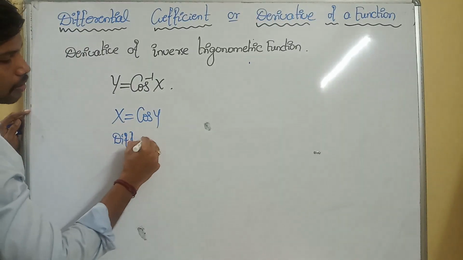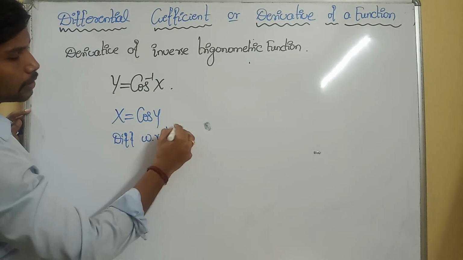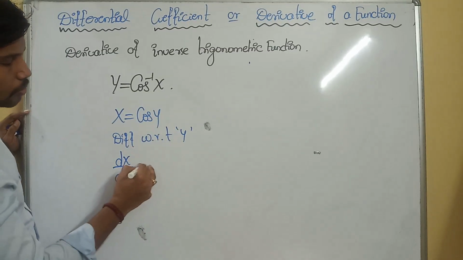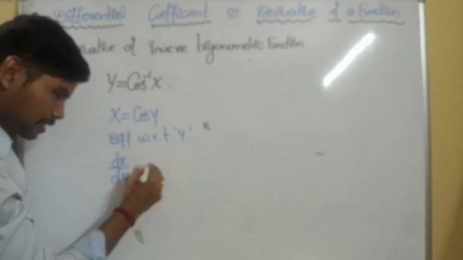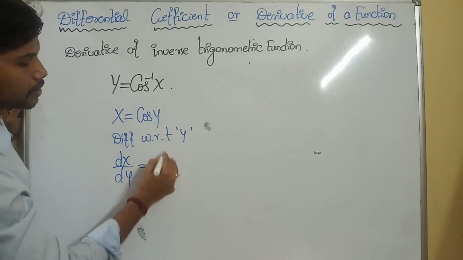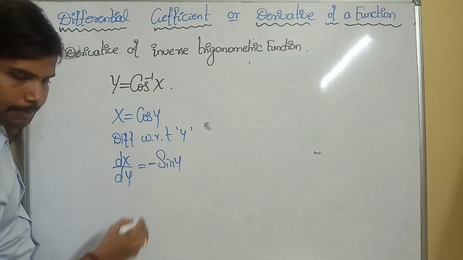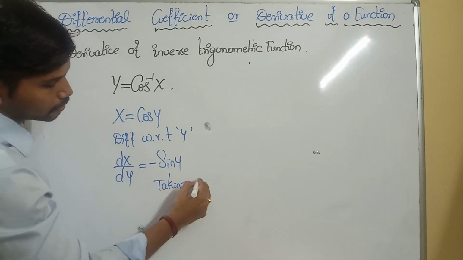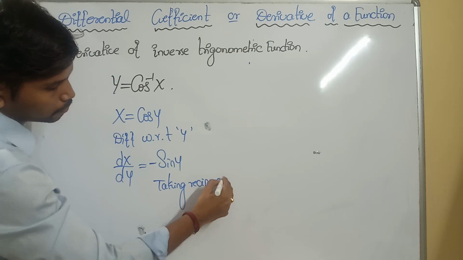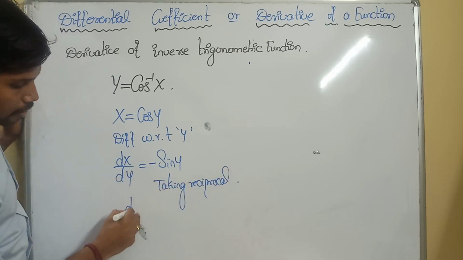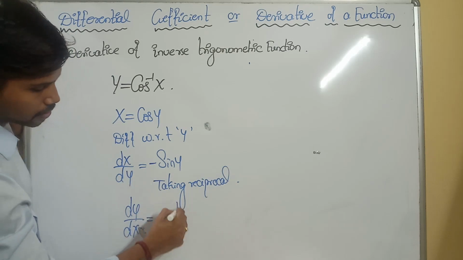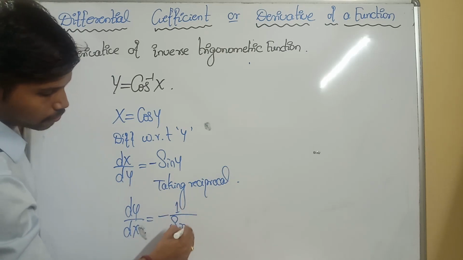Differentiating with respect to y. What is dx by dy? dx by dy is equal to the derivative of cos y, which is minus sine y. After this, taking reciprocal, dy by dx is equal to minus 1 divided by sine y.